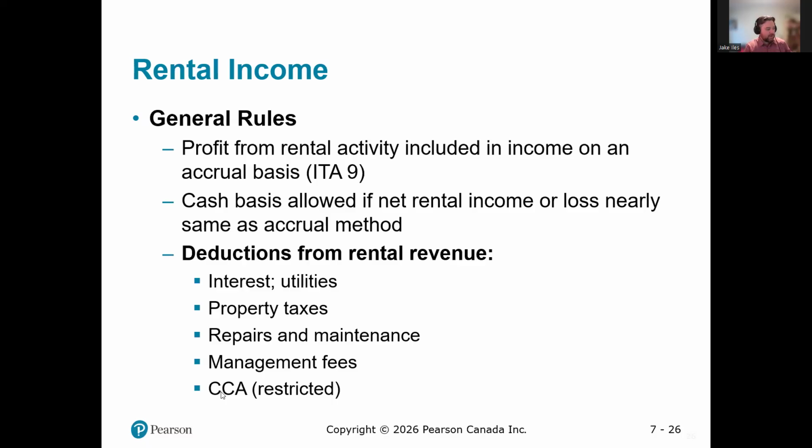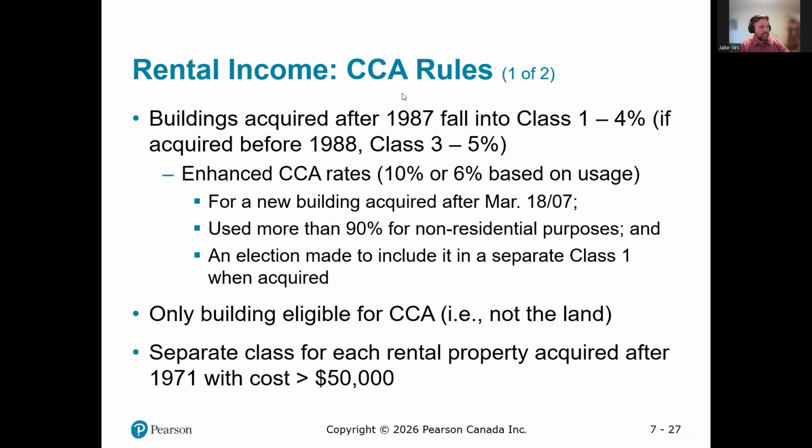CCA is allowed, but it's restricted. Do we go into the restriction? Yes, we do. Buildings acquired after 1987 each fall into their own class 1 at 4%. If acquired before 1988, it was a class 3, but given that 1988 was almost 40 years ago, you very rarely see houses that are still in that class. There is an enhanced CCA rate for new buildings, which is 10% or 6%, used more than 90% for non-residential purposes.